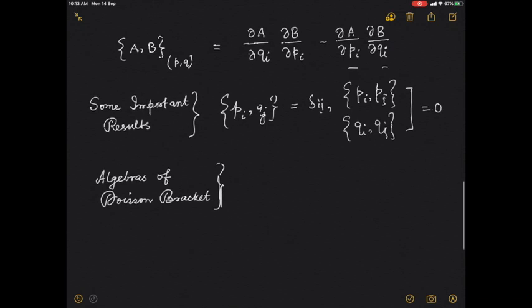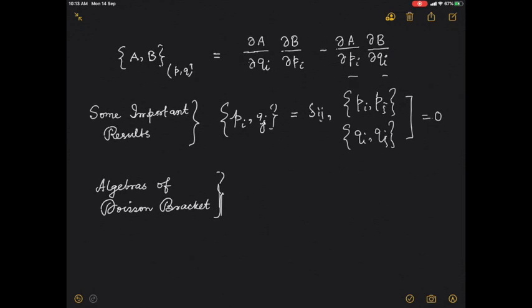And these are the things which you can directly derive from the original definition of Poisson bracket. So I will just list it, and it's your responsibility to derive them. The relation between the Poisson bracket of A and B and of B and A is that they are just negative of each other.